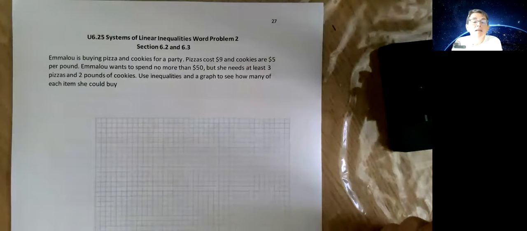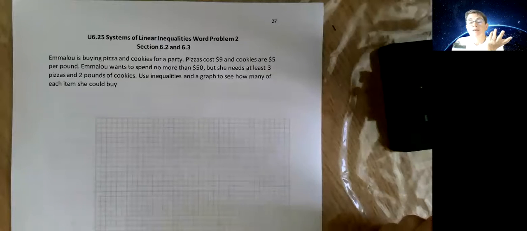Okay, this is 625. It is the second word problem. So let's check it out. Emma Lou is buying pizza and cookies for a party. Pizzas cost $9 and cookies are $5 a pound. Emma Lou wants to spend no more than $50, but she needs at least 3 pizzas and 2 pounds of cookies. Use inequality in a graph to see how many of each item she could buy.